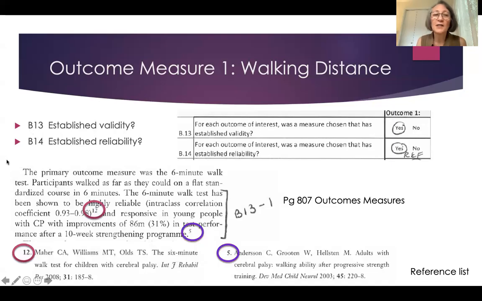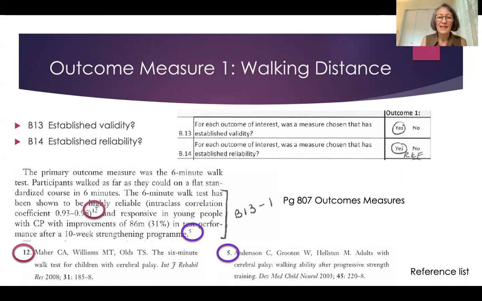So for questions 13 and 14 about established validity and reliability, right? For outcome 1 on walking distance, we can answer yes to both of those because the 6-minute walk test has been shown to be highly reliable, right? They have reliability as a citation, and we could go to the 6-minute walk test for children with cerebral palsy, Mara's study that established that reliability and talked about the validity of this walking test as a test of walking.